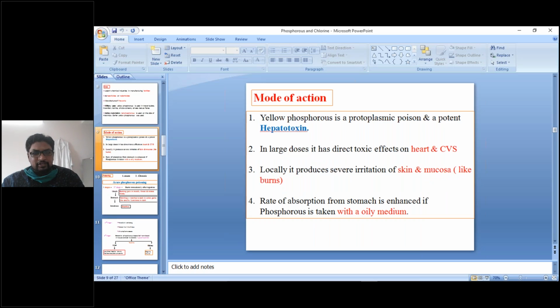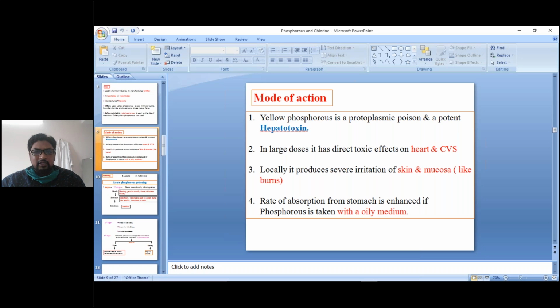What is the mode of action of yellow phosphorus? Yellow phosphorus or white phosphorus is a protoplasmic poison. It is liver toxic, very, very important. Phosphorus is hepatotoxic. It will kill the hepatic cells, thereby all the synthesis mechanisms taking place in the liver will be inhibited.